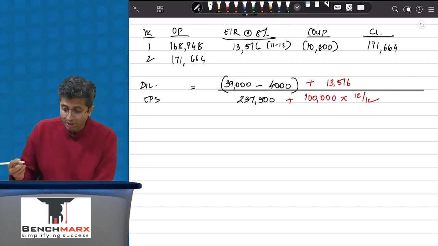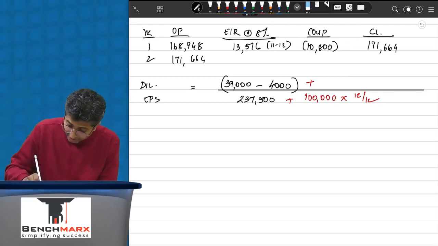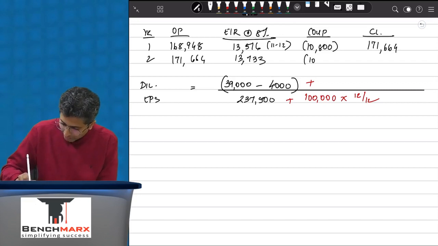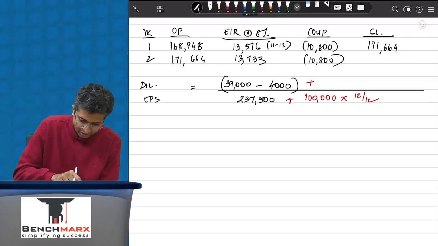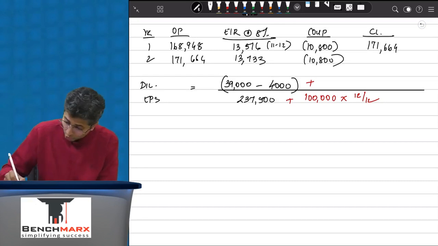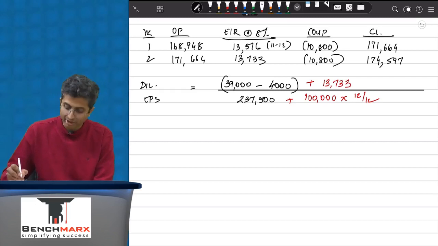171,664, a very interesting adjustment, because this is the interest for the year 11-12. You are trying to calculate the diluted EPS for the year 12-13. So this is 171,664 into 8%, which will be 13,733, less 10,800. So this is 171,664 plus 13,733 less 10,800 will come to 174,597. So your interest will be 13,733, which must have gone while calculating your 39,000.